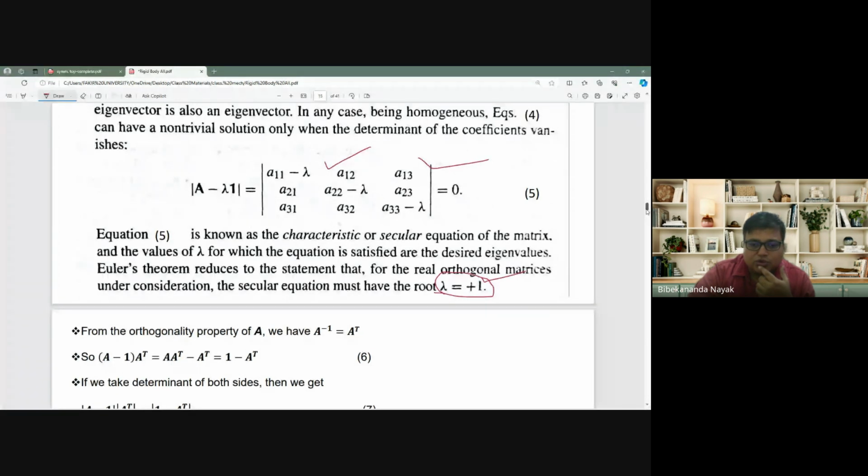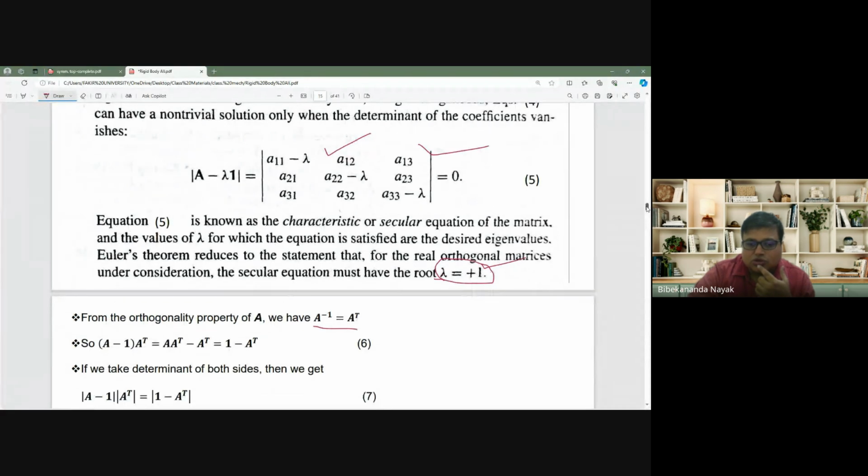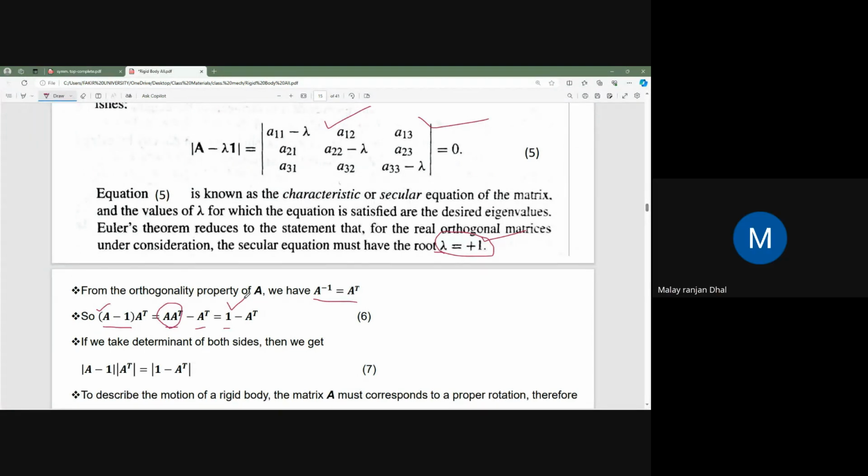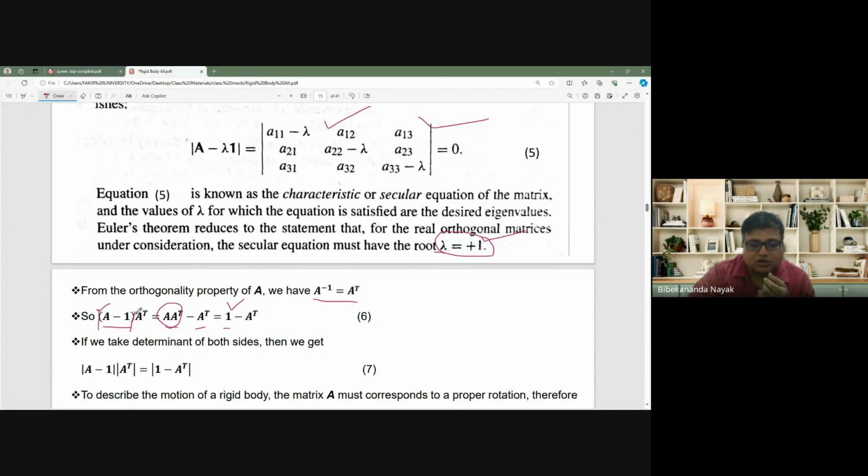So how can you prove it from the orthogonality property? We know that A inverse is equal to A transpose. So A minus 1 into A transpose. If I take the determinant, it will be the product A into A transpose minus A transpose. But A A transpose is equal to 1, so 1 minus A transpose. If we take the determinant of both sides, we get determinant of A minus 1 into determinant of A transpose, equal to determinant of 1 minus A transpose.